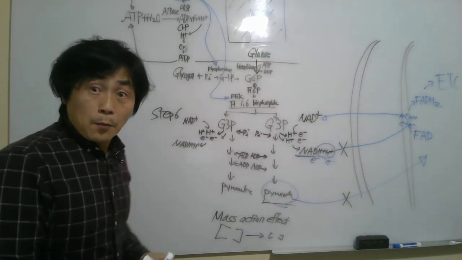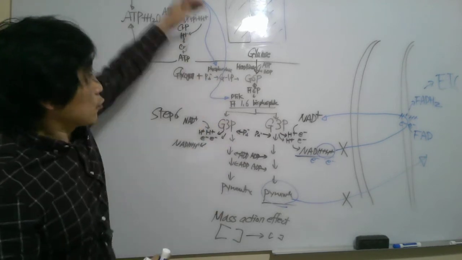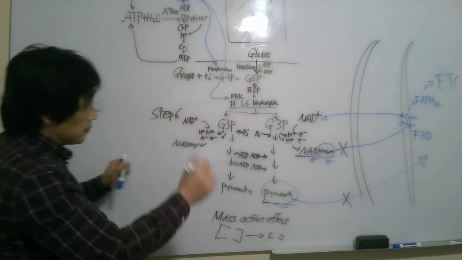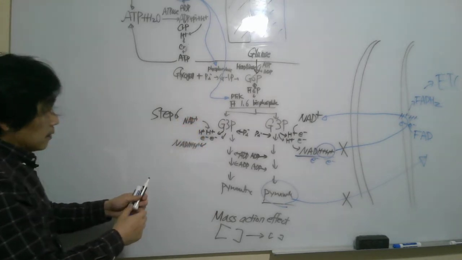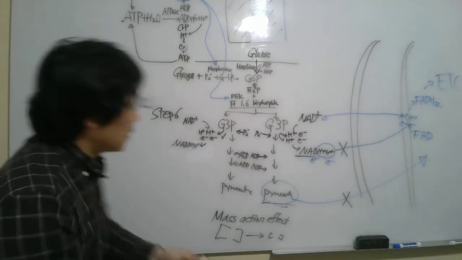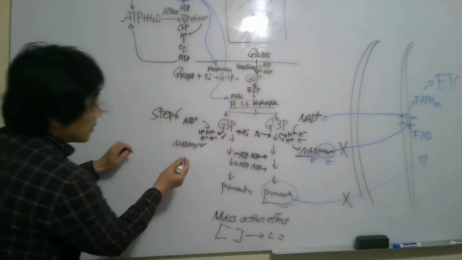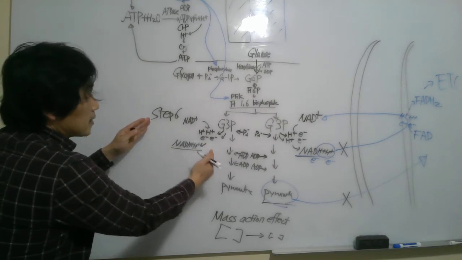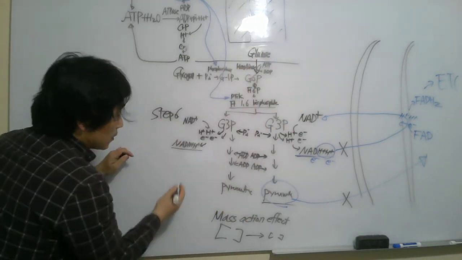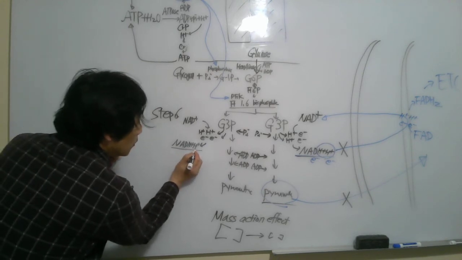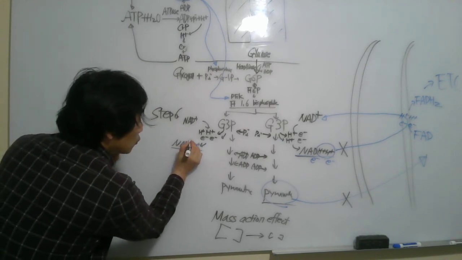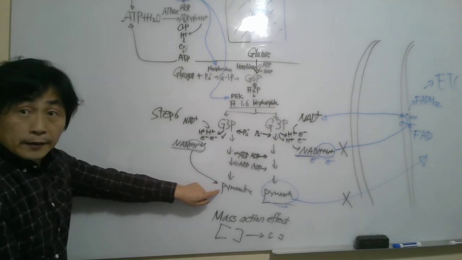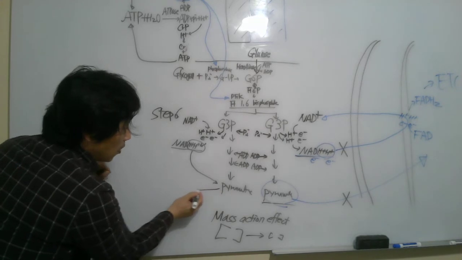So if you want to keep exercising, glycolysis should continue, right? Please watch here. This one is blocked, so NADH plus proton accumulates, and glycolysis should stop. So how about this: NADH gives 2 protons and 2 electrons to the pyruvate.